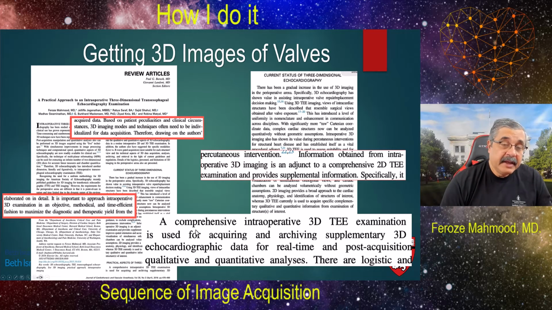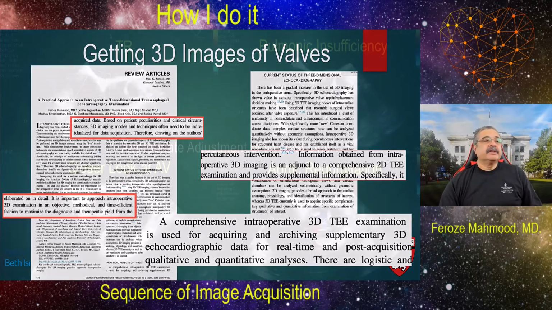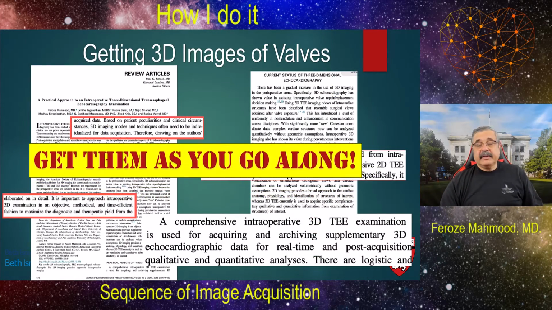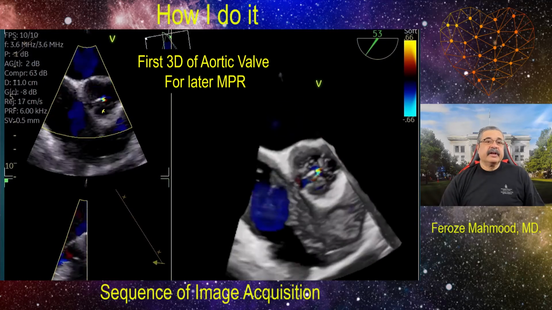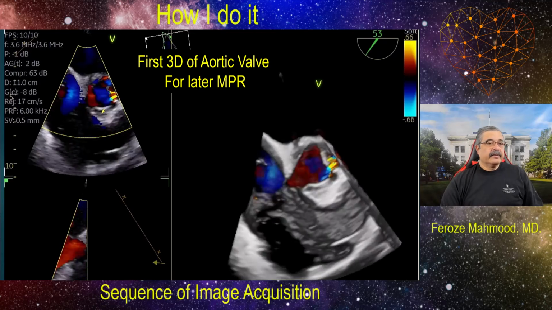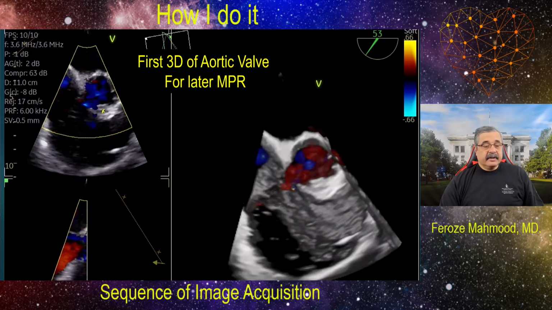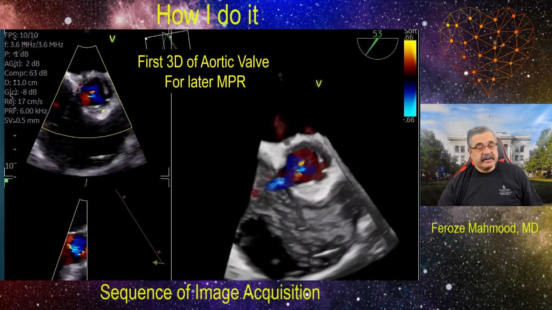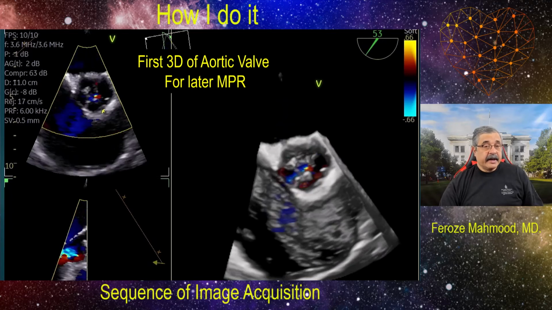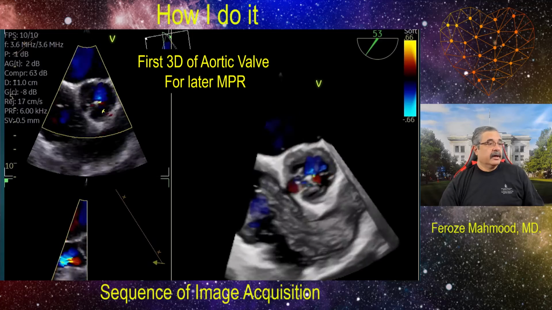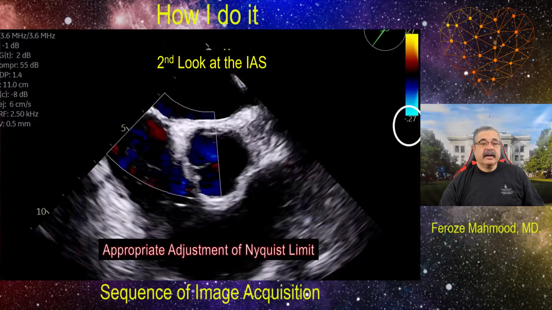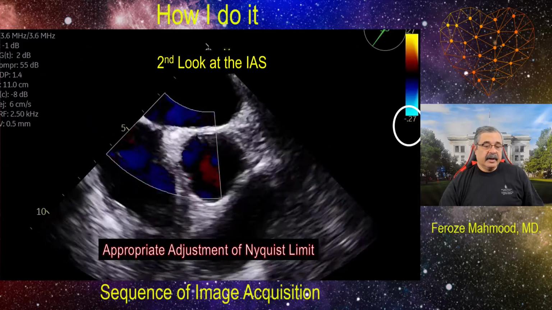So my best, there's no good time to acquire these images, but my recommendation is to acquire them as you go along. Get them as you go along is the motto. For example, specifically in this patient, we needed to get a 3D of the aortic valve with and without color flow Doppler to specifically look at the vena contracta and accurately identify its width in relation to the narrowest portion of the jet, and we can do that for a later MPR collection.